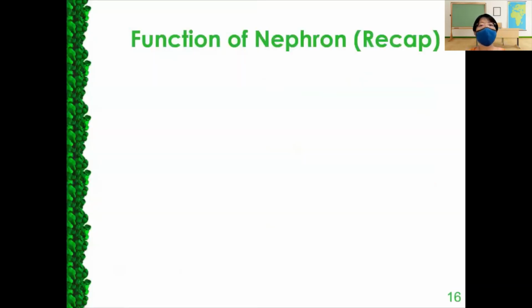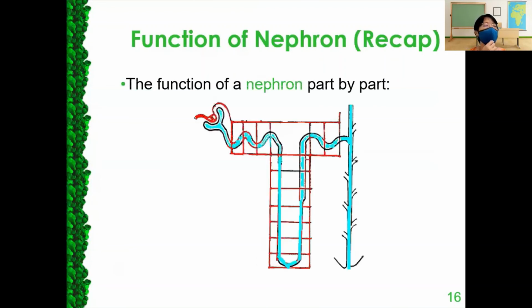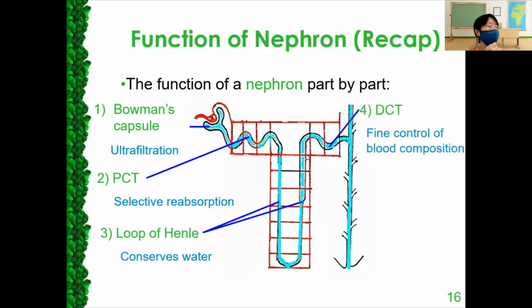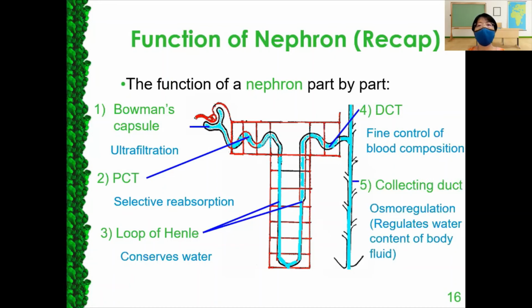Okay. So recap the function of the nephron part by part. The first one, Bowman's capsule, is ultrafiltration. PCT is selective reabsorption. Loop of Henle is to conserve water. DCT is fine control of blood composition. And the last one, collecting duct, is osmoregulation.